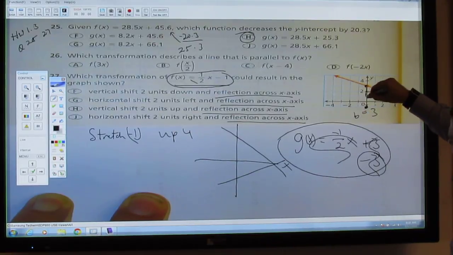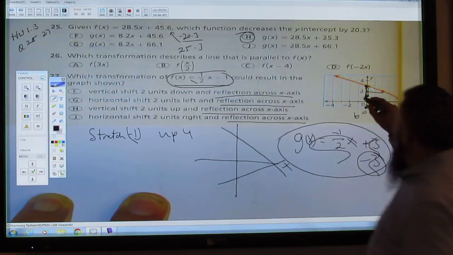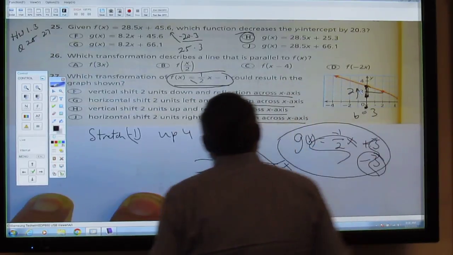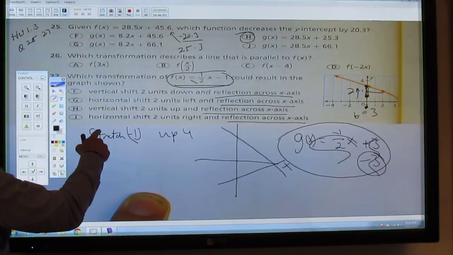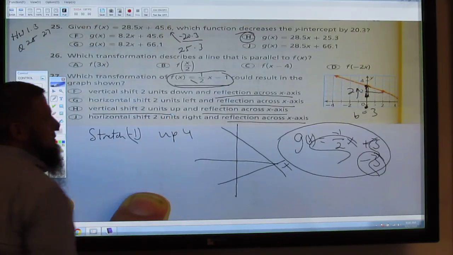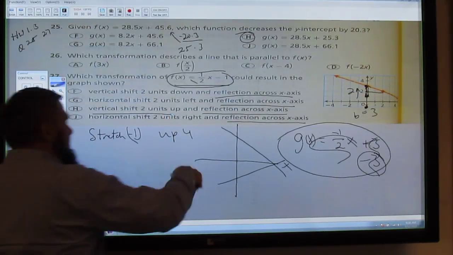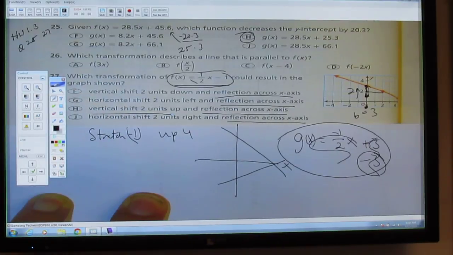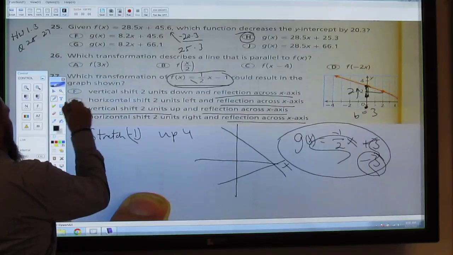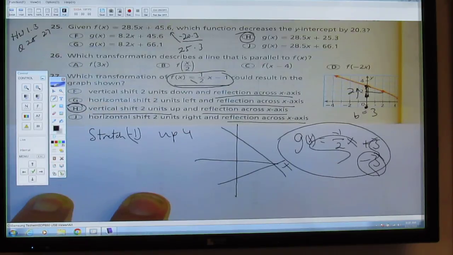So to go from 1 up to 3 would be a vertical up, right? So up, how many? From 1 to 3? 2. So we had to go up 2. So it's a vertical shift, 2 units up, and a reflection across the x-axis. Okay? So that gives us H.